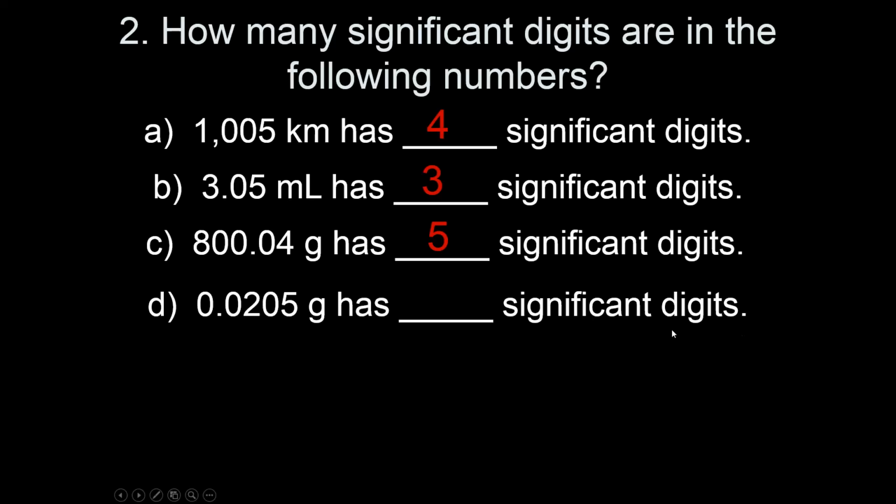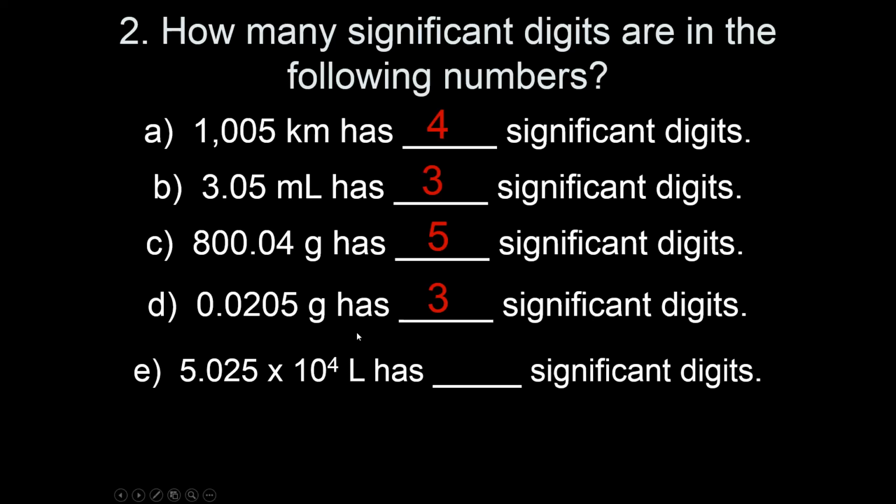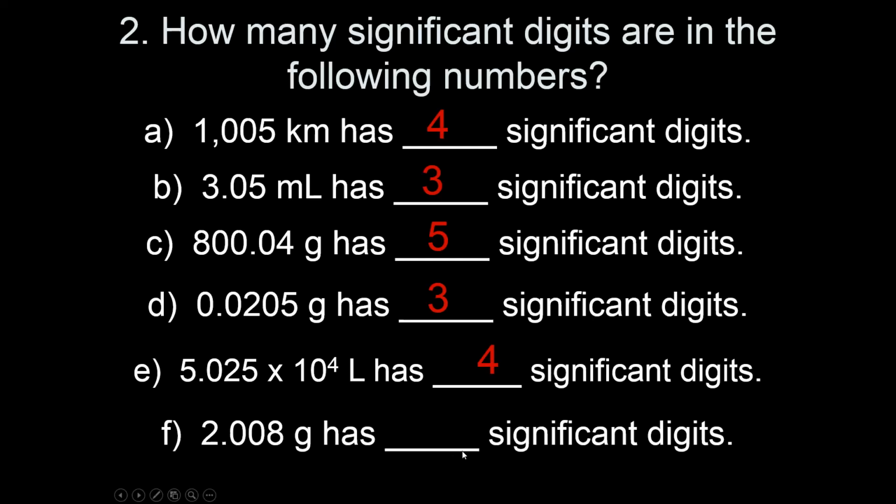This part's really simple. Again, I will always ignore leading zeros. Okay? Leading zeros will never, ever, ever be significant. Never will the zeros that come in front of a number like 0.0205 ever be significant. Okay? You could have 1,000 of them and they don't matter. 5.024 times 10 to the 4, four significant digits. Okay? 2.008, four significant digits.